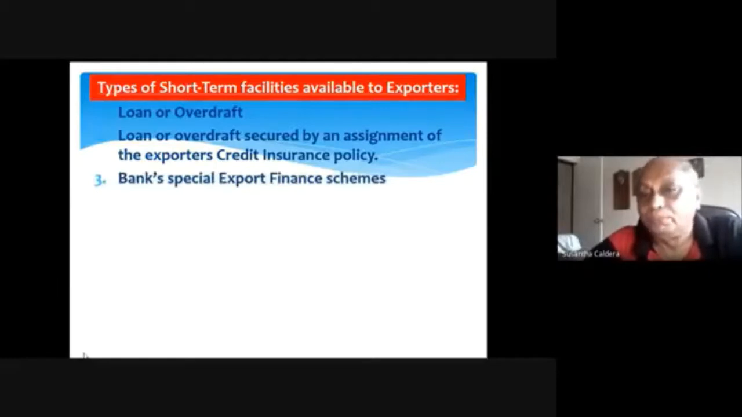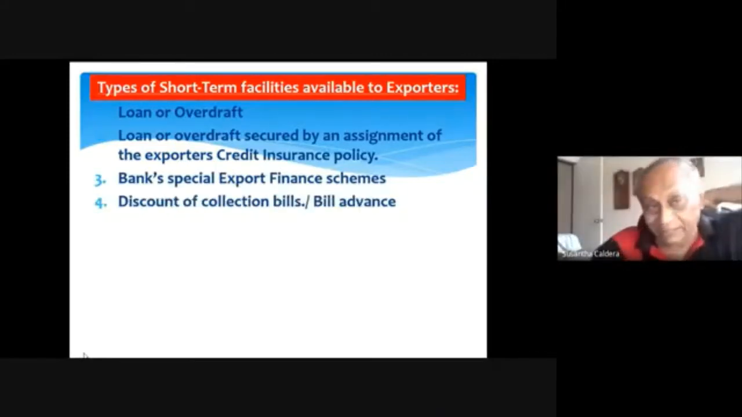Bank special export finance schemes. Some banks have special export finance schemes. Discount of collection bills, bill advance. Right? Discount of collection bills.